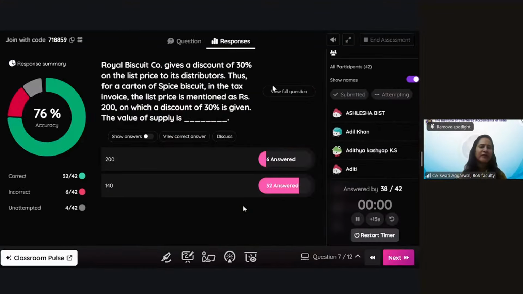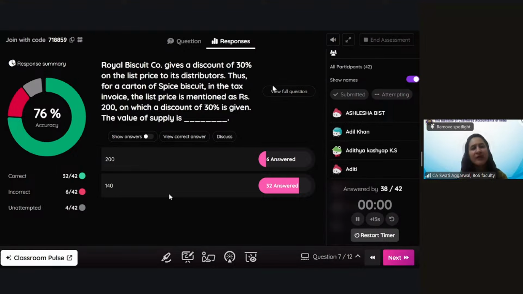In this question, the correct answer is rupees 140. And it is given by 32 students. Why has the discount been allowed as a deduction in this question? Our list price was 200 rupees, and the discount was 30%. Discount is allowed as a deduction in this case because the discount is allowed at the time of supply and it has been shown in the invoice. What is the condition for discount? If you have given it at the time of supply or before the time of supply, if it is shown in the invoice, then the discount is deducted from the value of supply.